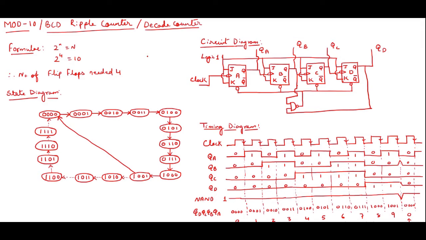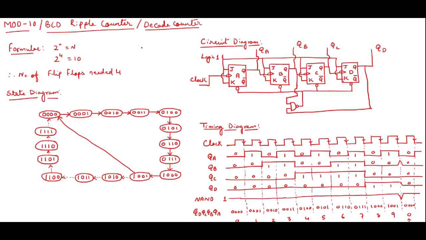Hello everybody. In this video, we are going to study about mod 10 BCD ripple counter or decade counter. Actually, the circuit is the same, but the names are different, which is also called mod 10 or BCD ripple counter or decade counter. Okay. So already I've explained to you what is a ripple counter. Okay, this is asynchronous type.